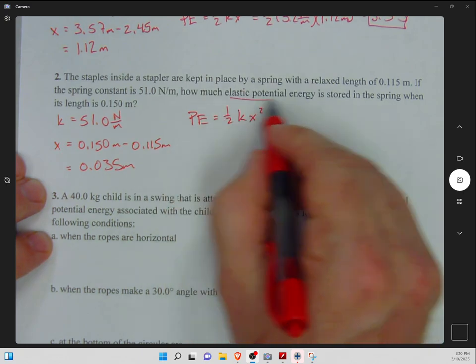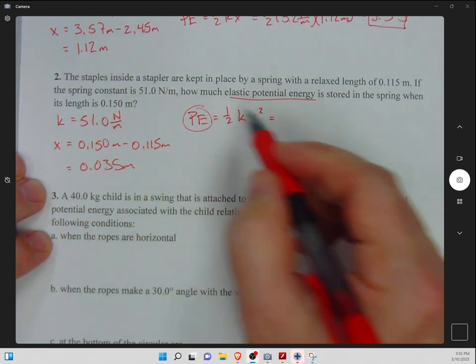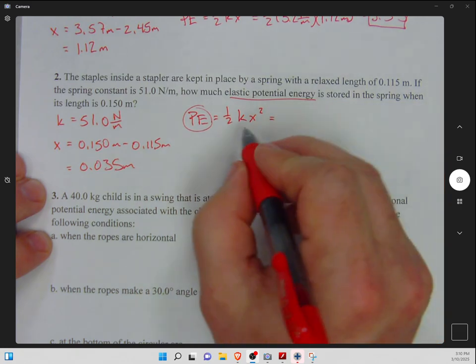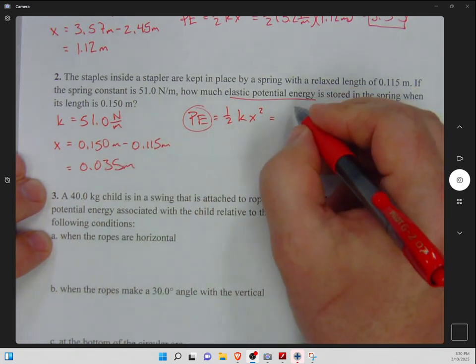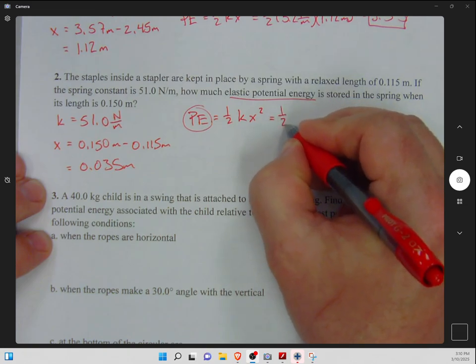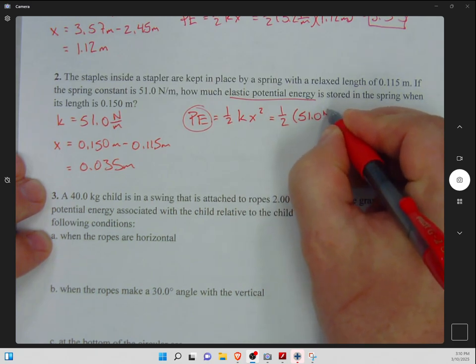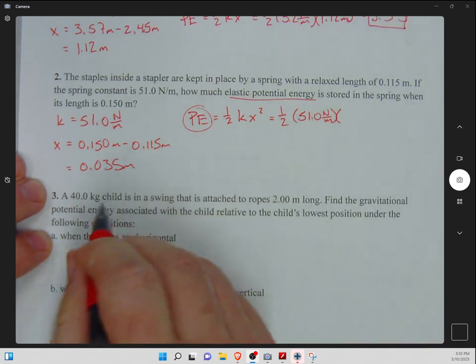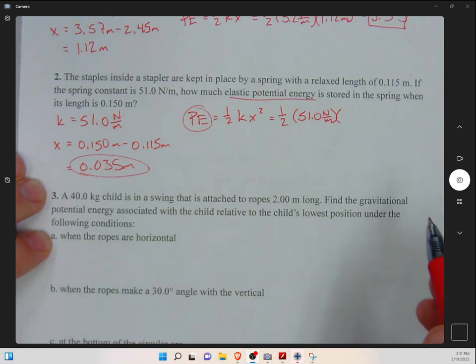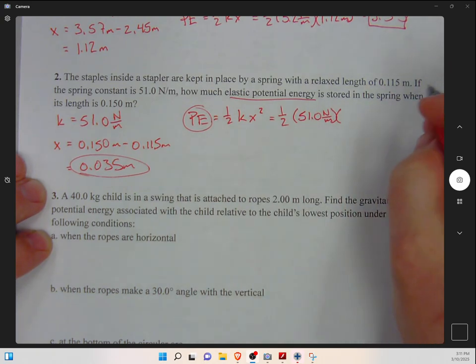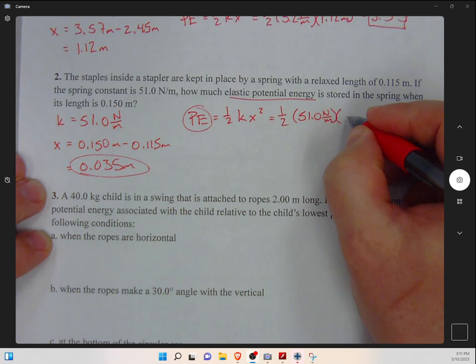Now, I am being asked to solve for elastic potential energy, so the equation is already set up to solve for that term. So I'm ready to plug and chug directly from the problem. So 1/2, my K value is 51.0 newtons per meter. I had to calculate the X value, because it's the difference between the resting length and the deformed length. And so my difference is, where is it?